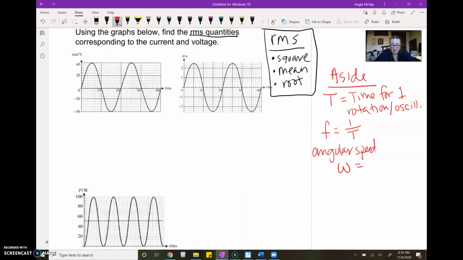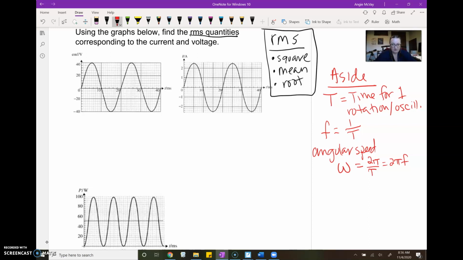Okay, and speed is distance over time, right? And if we have that coil rotating in a circle, the distance that it travels is 2 pi radians in a time of 1 period. We could also write that as 2 pi times the frequency. Okay, so the angular speed is in radians per second.